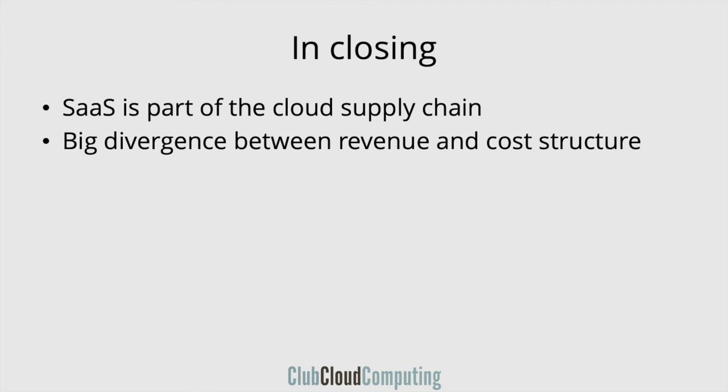In summary, this shows that a software as a service company is part of a larger cloud supply chain because it has upstream providers for infrastructure and platform. And the other thing is the big divergence between revenue and cost structure. Now, if you dive deeper into this business model canvas, there's a ton of more things that you can say about it, but I want to leave it at that.